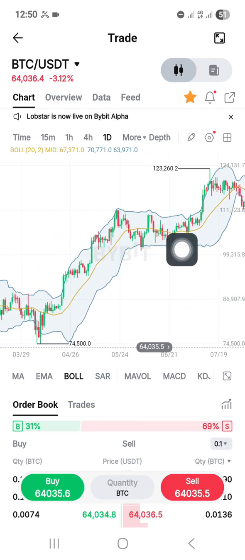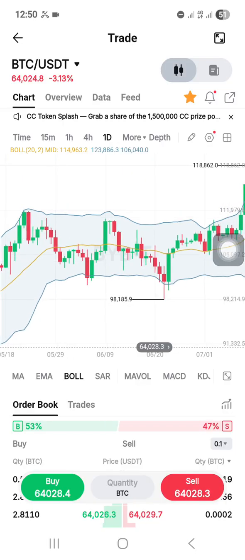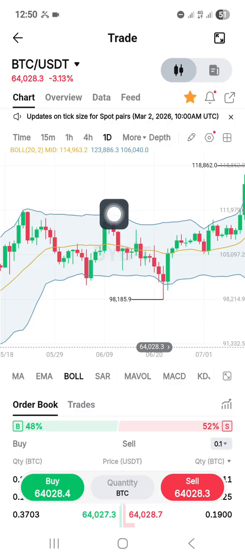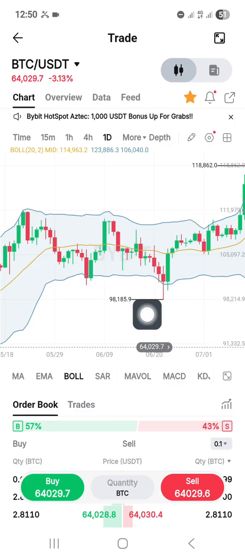Okay, for instance, now let's look at this point. Let's assume I enter this trade right now, and the market has closed above it, and I said I want to long it. Now, if I wait for it to touch this band, it may not touch before it starts coming down again. So don't really wait for it.